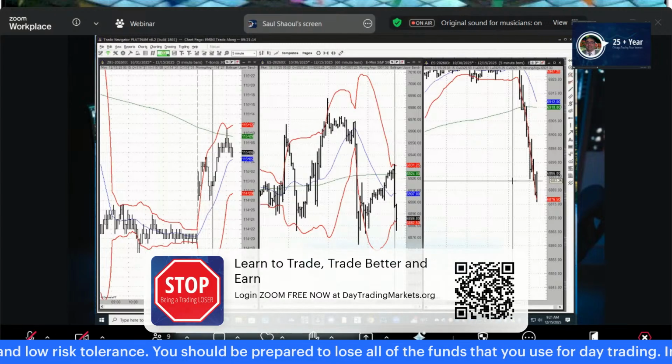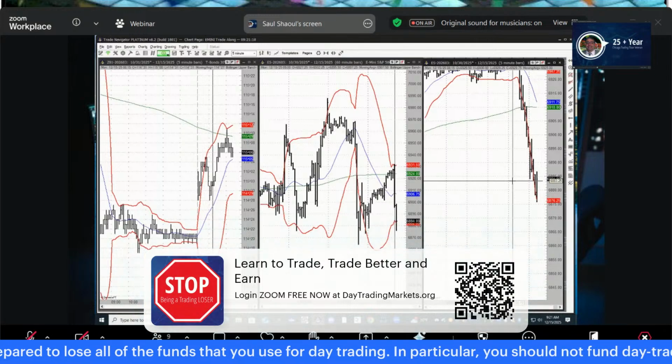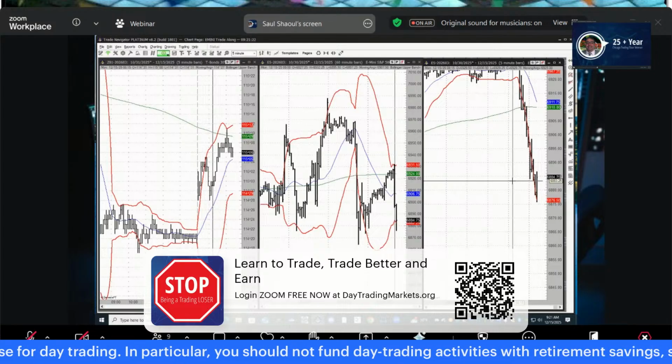All right, getting a little bit choppy. Nice bounce there. They went and retested the overnight low. Maybe that's what they were trying to do, see if it was going to hold or not. Came back quickly back up here.